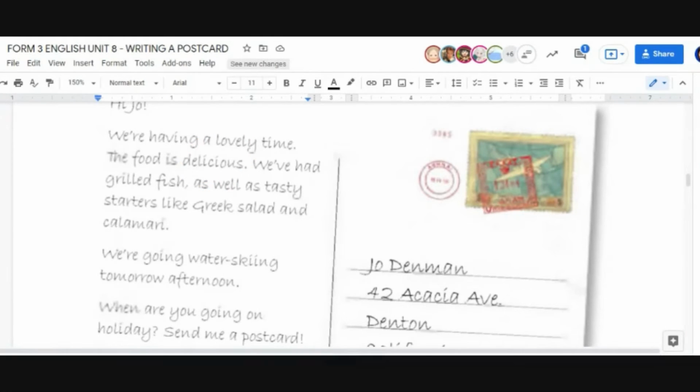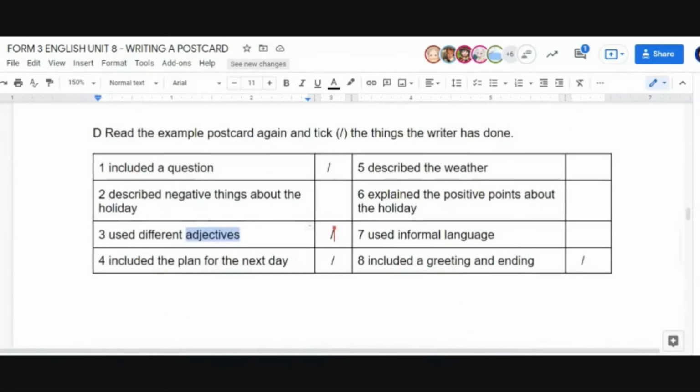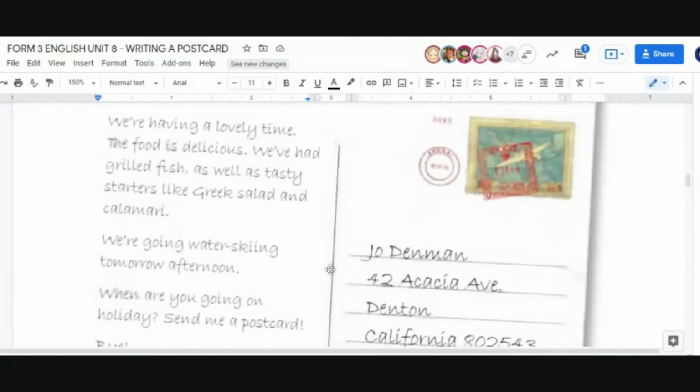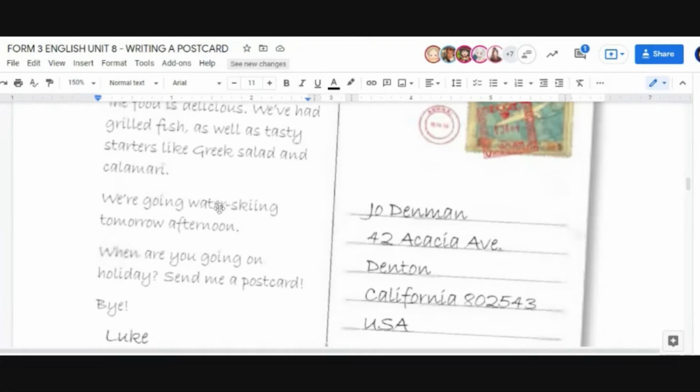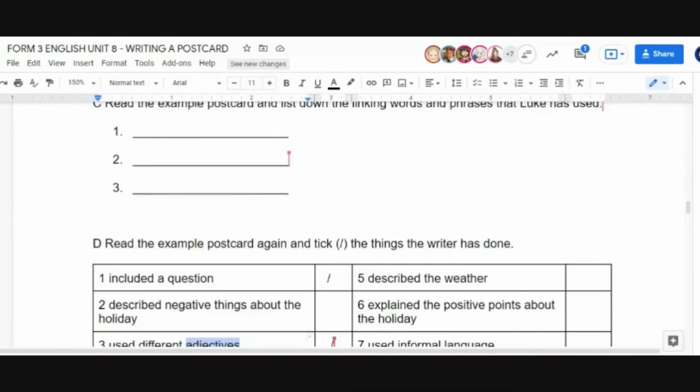Okay. We've had grilled fish. What's the adjective there? Grilled is an adjective also. As well as tasty starters. What is the adjective there? Tasty. So did he use different adjectives? Yes, correct. Okay, number four, included the plan for the next day. Yes, he did, because he said we're going water skiing tomorrow afternoon. So he planned to do water skiing tomorrow, the next day.